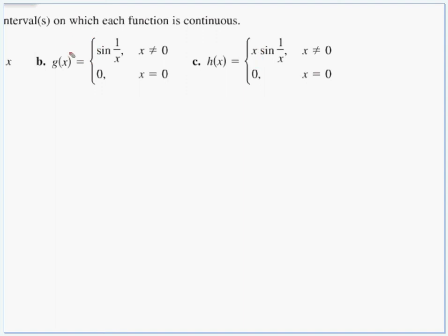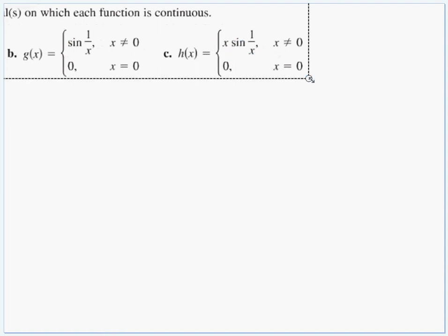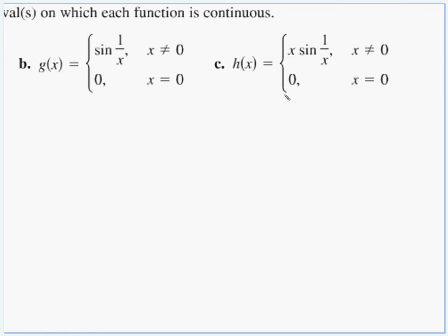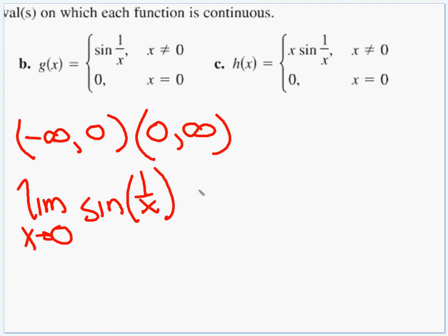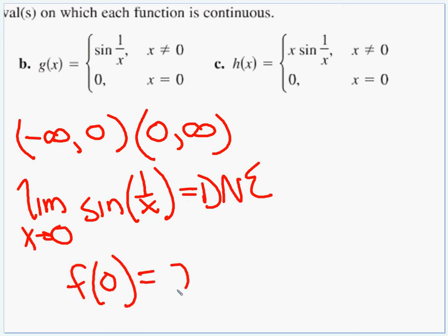Ooh, and first, let me back up here for B for a minute. This might help in the overall understanding of this. If we go back to B and look at our intervals, for part B, we had one interval from negative infinity to 0, and that interval left off, and the next one picked up at 0 and went to infinity. Notice the parenthesis, 0 was not included in there. And we figured out that the limit as we approached 0 of sine of 1 over x does not exist. That's a DNE. And we know that f of 0 is equal to 0.